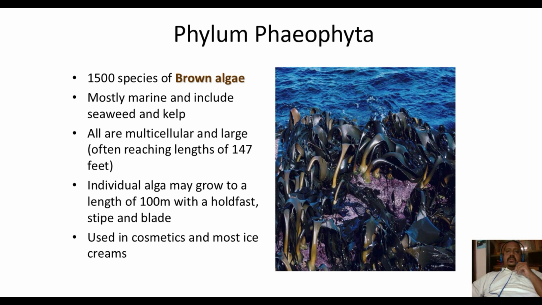Phaeophyta, which is another major group known as the brown algae, also have a large number of species. Around 1,500 species are there. They are mostly marine and include seaweed and kelp. They are multicellular and large, may go up to 100 meters with a holdfast. That means the thallus is very much elongated.